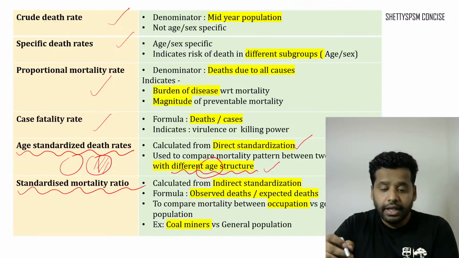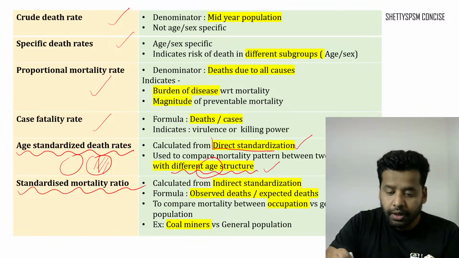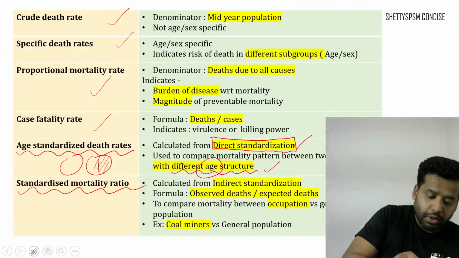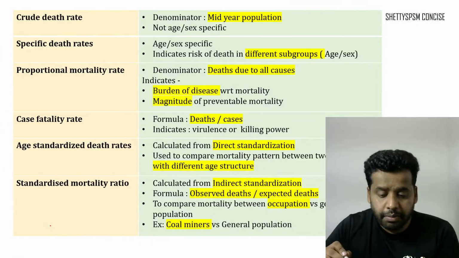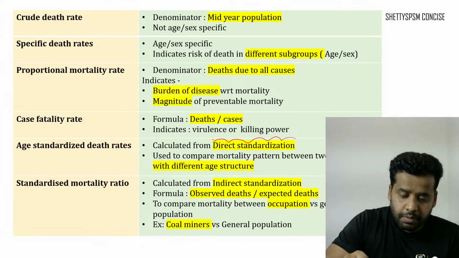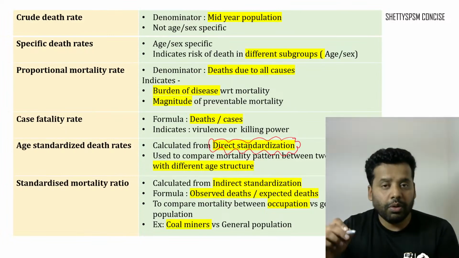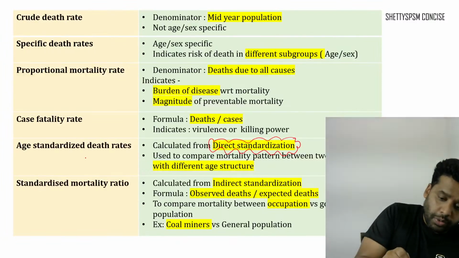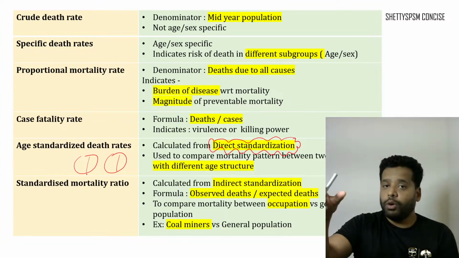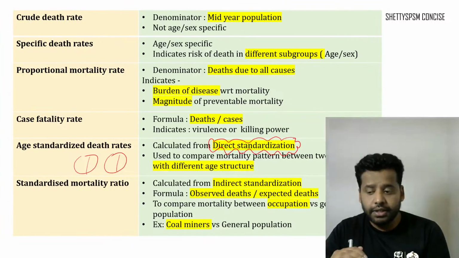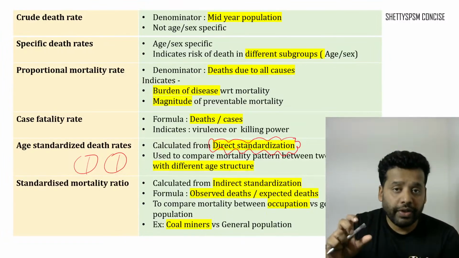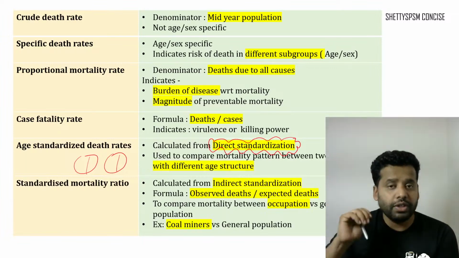So what you'll be doing in direct standardization is taking each specific death rate of the two study populations that you are comparing. What is direct standardization? Repeat. Each specific death rate of the two study populations is applied on one standard population. All the specific death rates of these two populations, we then apply on one standard population. That is direct standardization.